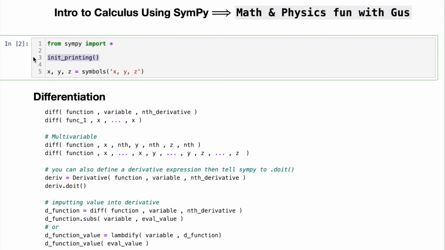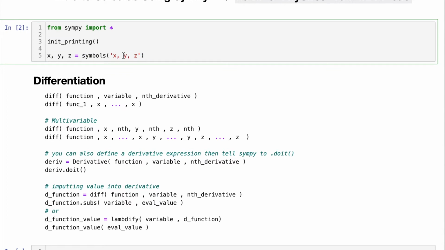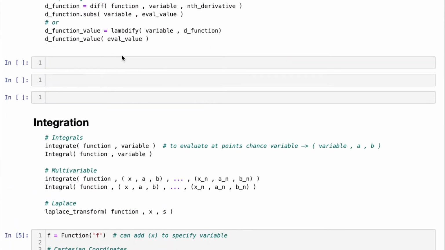Then from SymPy, I'm going to import init_printing, which is some nice LaTeX display, and I have the symbols we're going to generally be using. So X, Y, and Z, and we're going to define it to be that. So let's run this. Now let's move on.